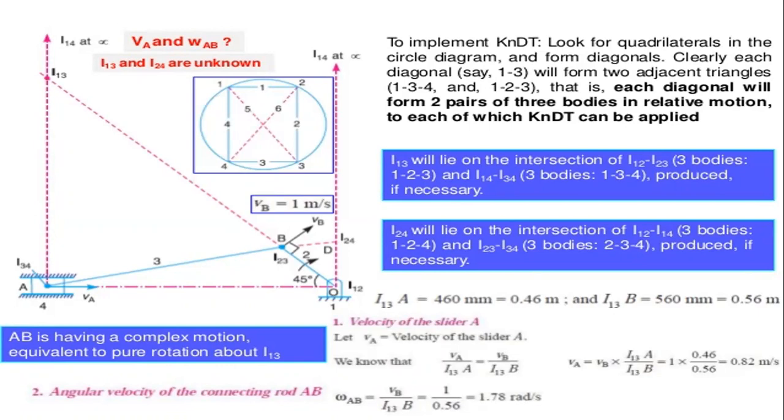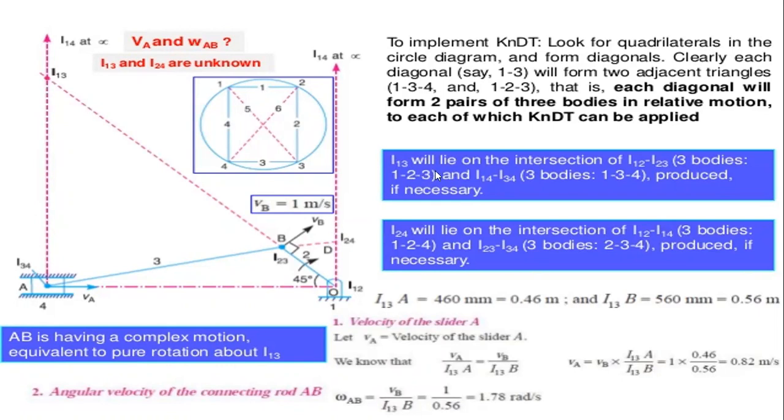So each diagonal will form two pairs of three bodies in relative motion. That is, 2, 3, 4 and 2, 1, 4 are one pair, and 1, 3, 4 and 1, 2, 3 are another. So in each diagonal, it can form two pairs of three bodies in relative motion, to each of which the known data can be applied. And next we find the I13 point and the I24 point.